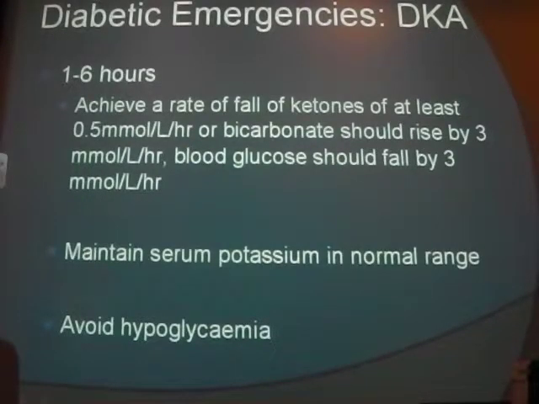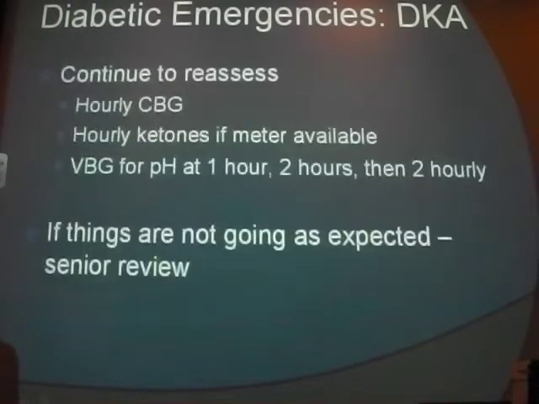So in what way are we going to monitor this patient while we've got this fluid going and this insulin going? Regularly, yes, how regularly? Hourly. And we've talked about rechecking potassium and things like that as we go along. So continue to reassess hourly capillary blood glucoses, hourly ketones if you've got a meter. You can do a venous blood gas to measure the pH at 1 hour, at 2 hours, and then 2 hourly from that point onwards.